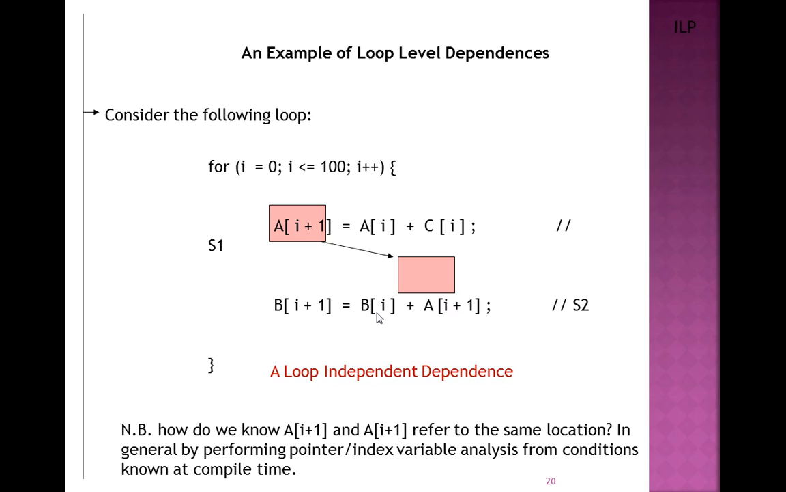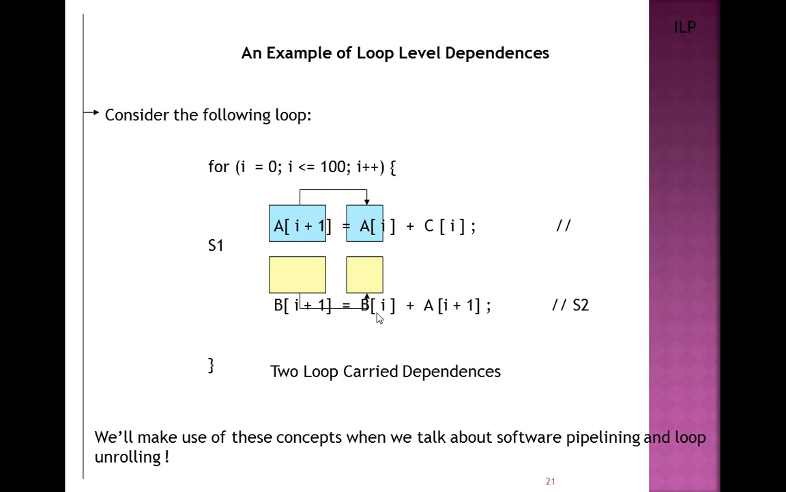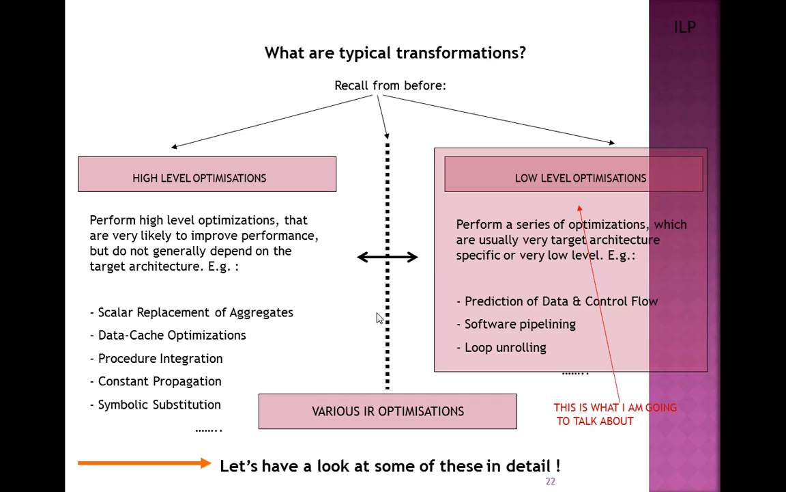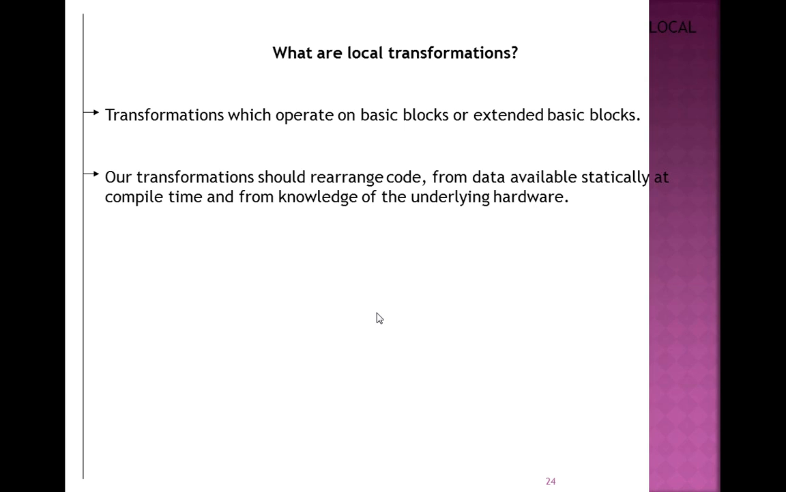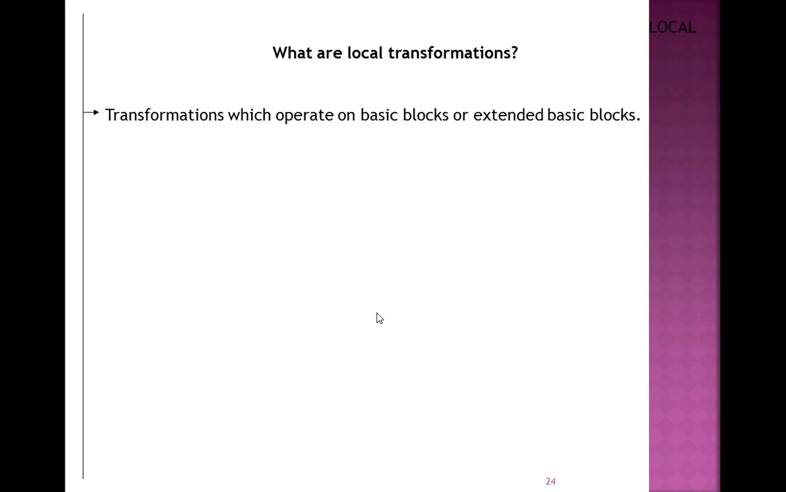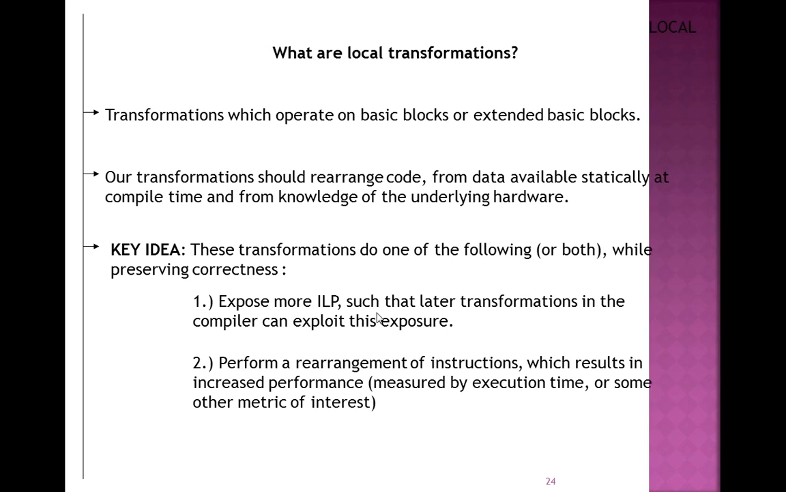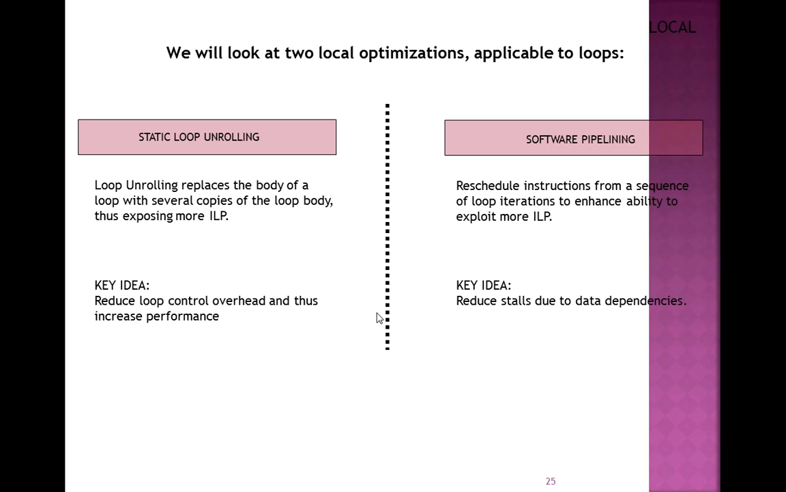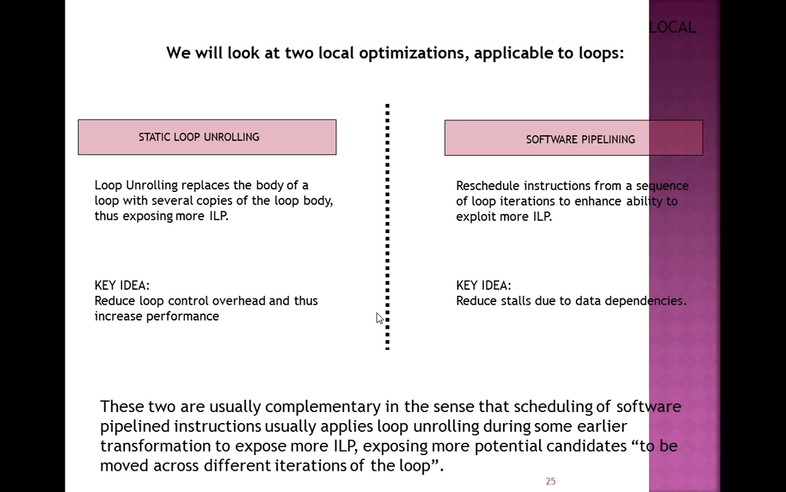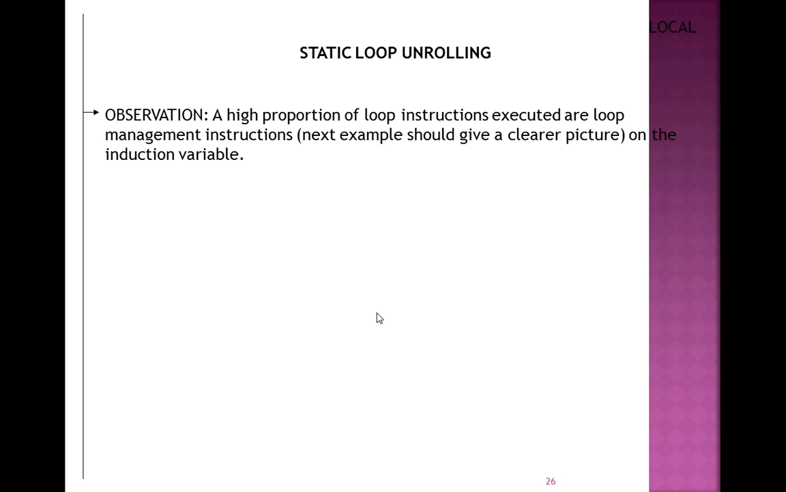There are two types of dependency: one is loop carried and one is loop independent. This is the example we have discussed. Next is local optimization and loops, that is local transformations or optimizations and loops. We have discussed the transformation, what are the key ideas. Then we have discussed the two local optimizations: one is static loop unrolling and one is software pipelining. Now, discuss one by one.